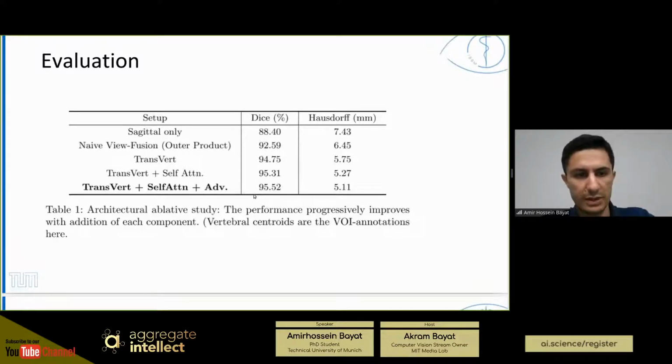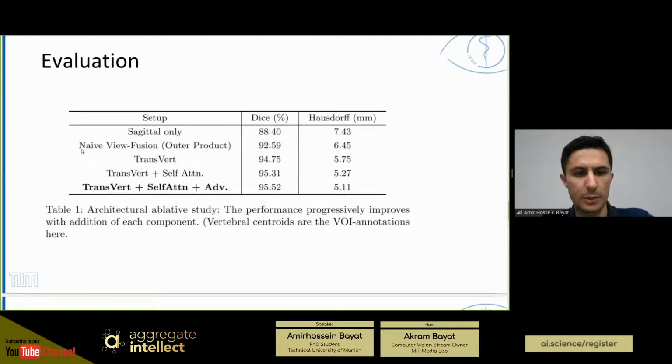The first row is when the model is using only one of the encoders, and we used the sagittal view, obviously because we have more shape information available in the sagittal view. So we tried to train a model given only one view, and then we have the DICE score, and also we evaluated the model using the Hausdorff distance.